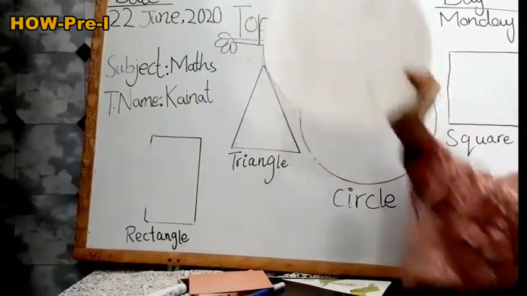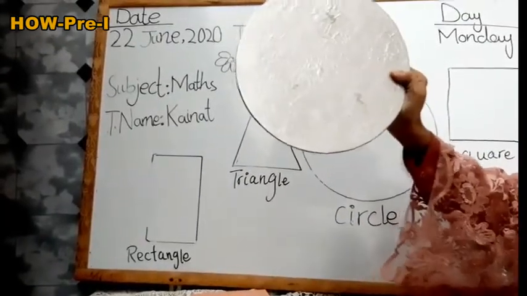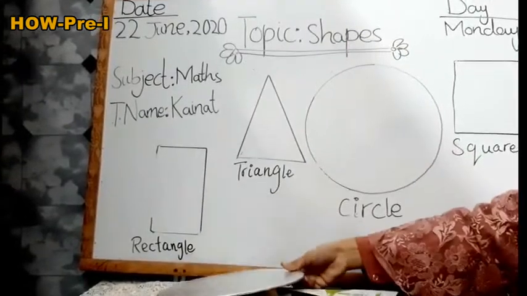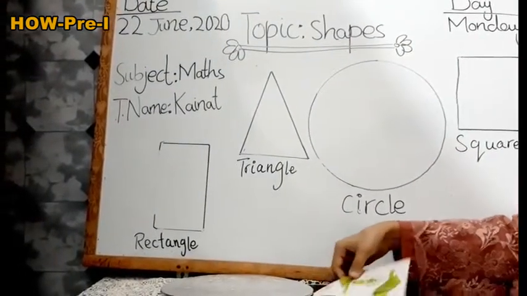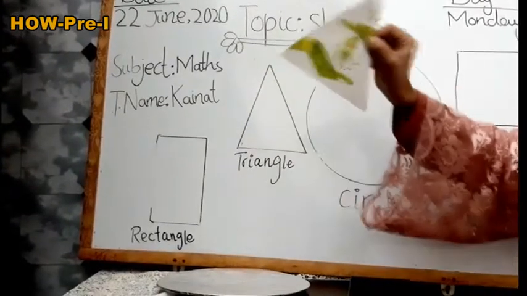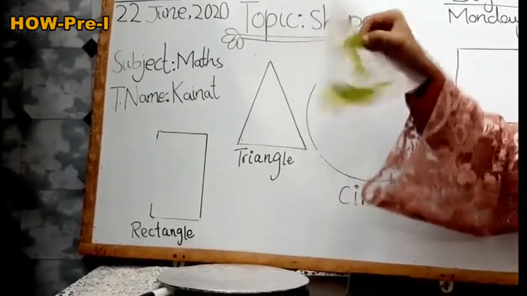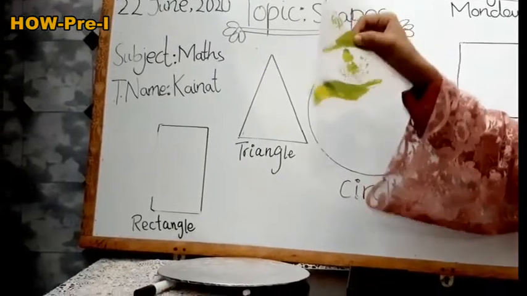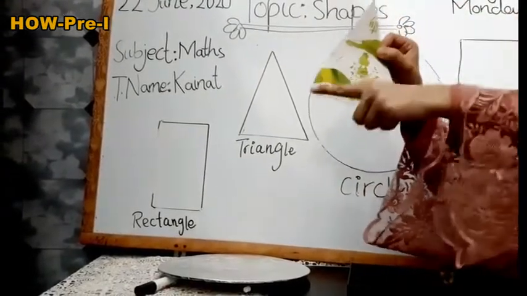Which shape is this? This is circle shape. Okay, the next shape is triangle. I'm a triangle. I'm a pointy little shape. I have three sides.